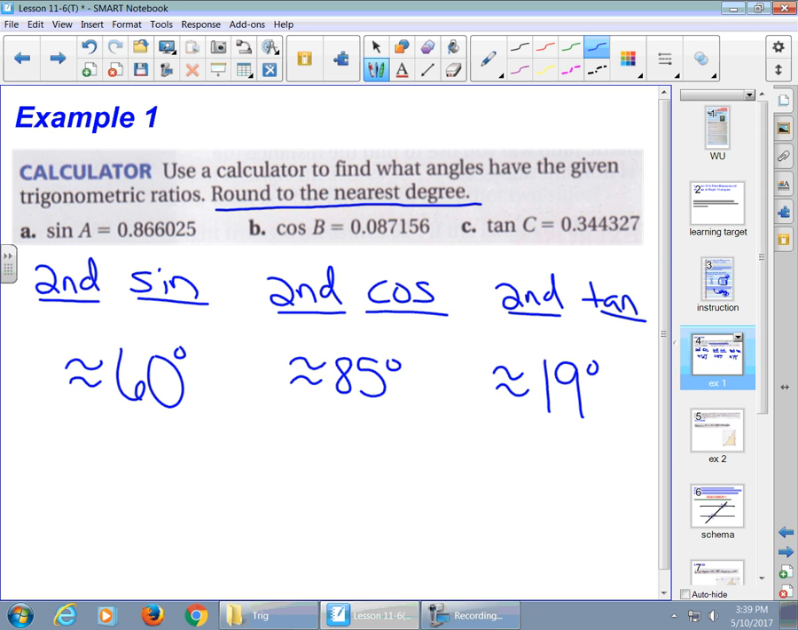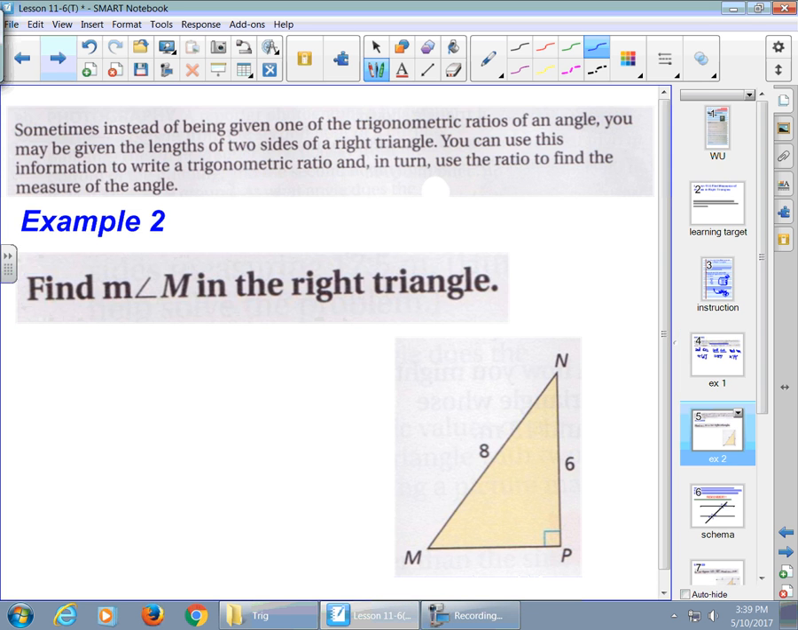Let's go to example 2. Example 2 says sometimes instead of being given one of the trigonometric ratios of an angle, you may be given the lengths of two sides of a right triangle. So we need to figure out what we're going to use. Okay, so you can use this information to write a trigonometric ratio and in turn use the ratio to find the measure of the angle.